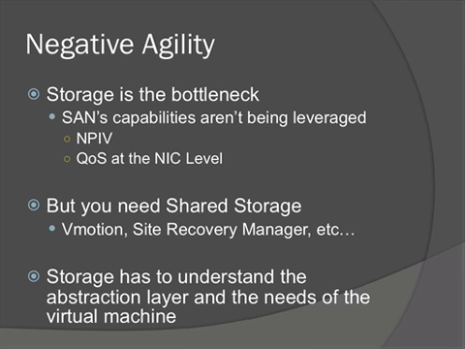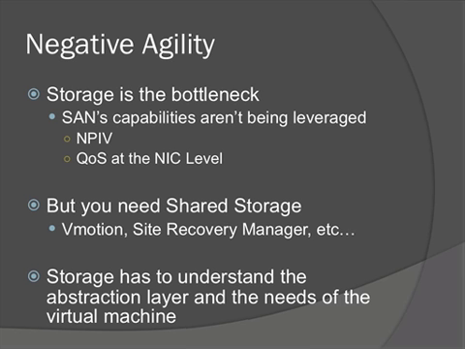With SAN, what we find is most of the time the capabilities of the SAN are not being leveraged at all. There are capabilities like NPIV, and now some vendors like Brocade, as an example, have the ability to do QoS, or quality of service, at the NIC or HBA level. That's really important when it comes to applying this to more mission-critical applications. But of course, you need shared storage for vMotion and Site Recovery Manager and all the other features that everybody gets excited about. So how do we get those two things working together?